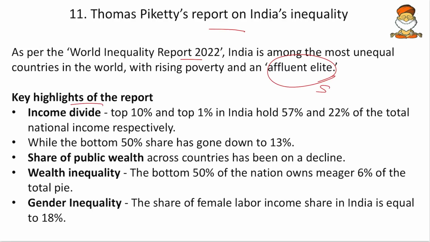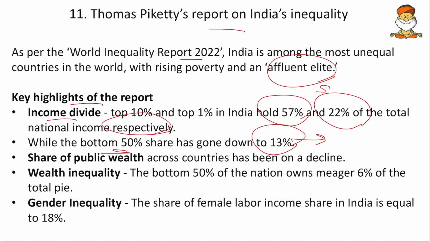Key highlights of the report: the income divide. The top 10% and top 1% in India hold 57% and 22% of the total national income respectively, while the bottom 50% share has gone down to 13%. So the bottom 50% of people have been sharing only 13% of the national income right now.